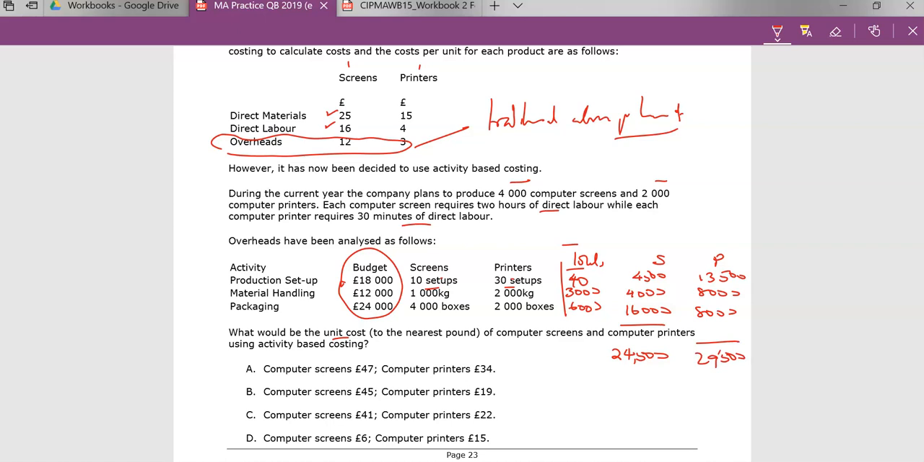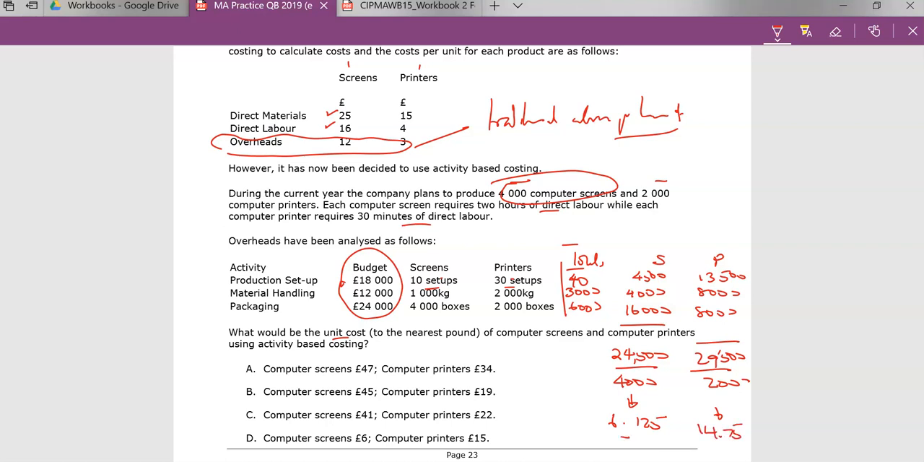So this technically is what I will spread over the 4,000 computer screens, because this is the overhead for 4,000 computer screens, and this is the overhead for 2,000 printers, giving me therefore an overhead of this divided by this of 6.125, and this giving me an overhead of 14.75. This is just the overhead.